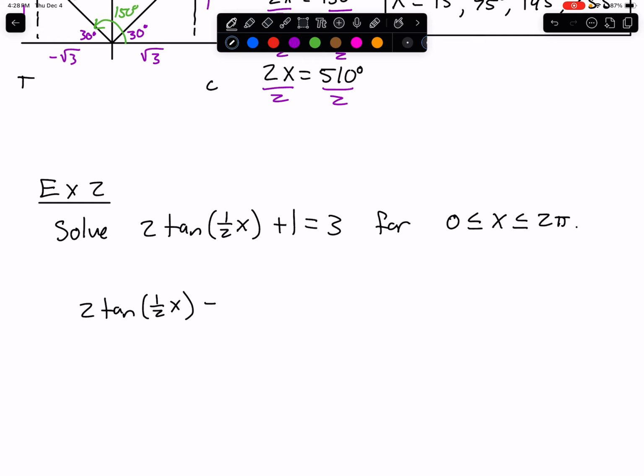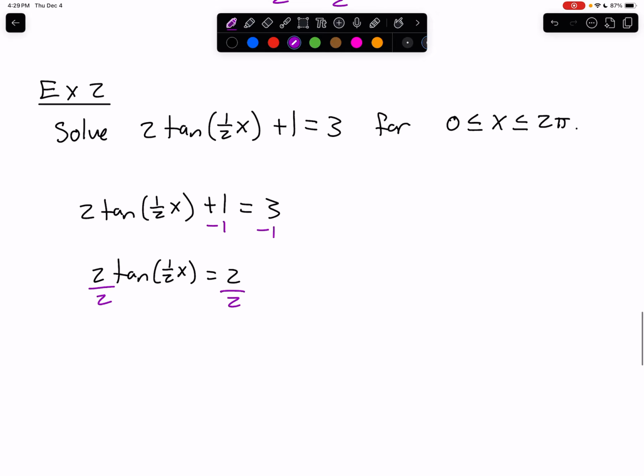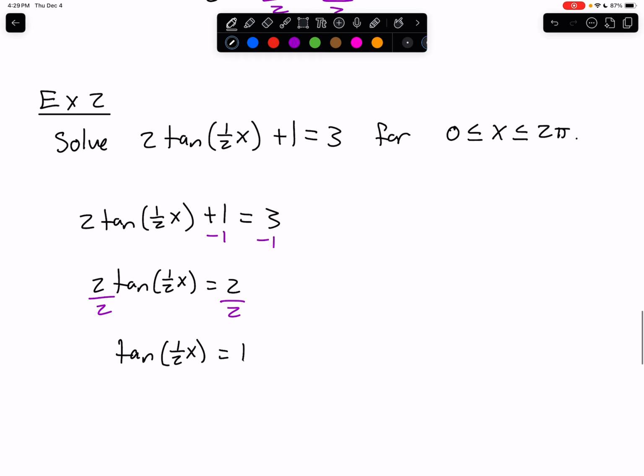So to start solving, I want to get that trig function by itself. So my first step is going to be to subtract 1 from both sides. And then my second step is going to be to divide by 2. So I have tangent of 1/2 x is equal to 1. So now I'm asking myself, where is tangent equal to 1?